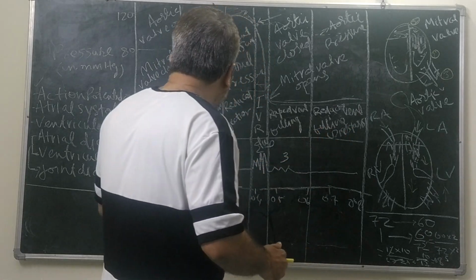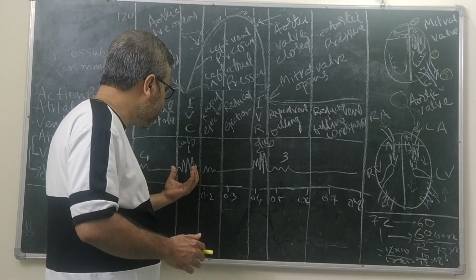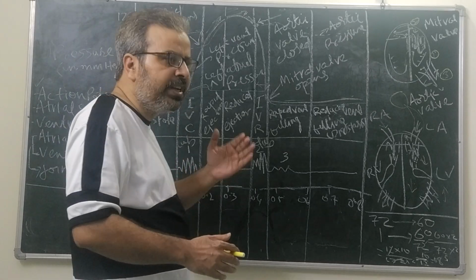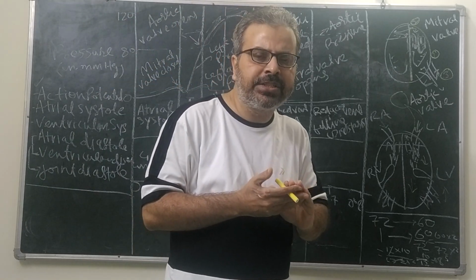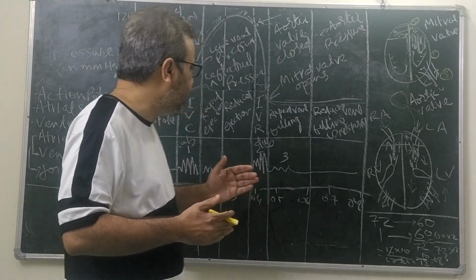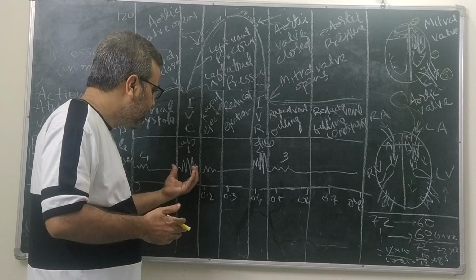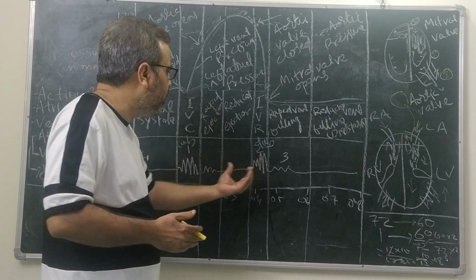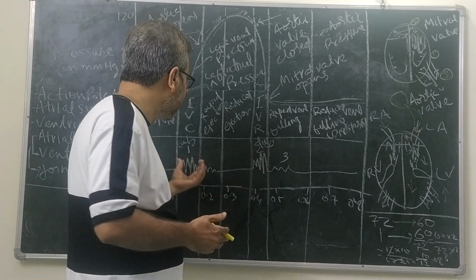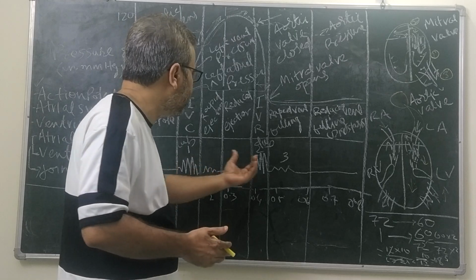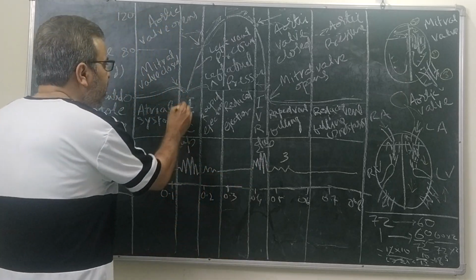Now after understanding this, we can come to understand two more things, that is the sound. When we listen through the stethoscope, we can hear four sounds. These two sounds are important, sound 1 and sound 2. So it is lub and dub. Sound 1 is lub, sound 2 is dub. What about this sound?